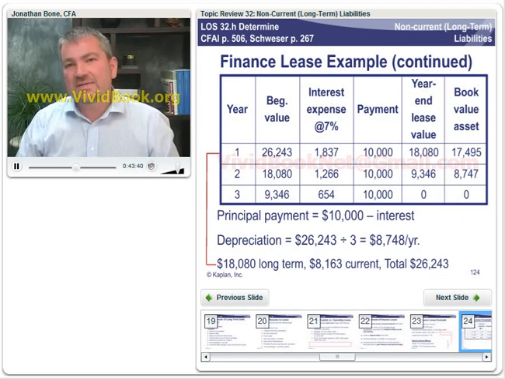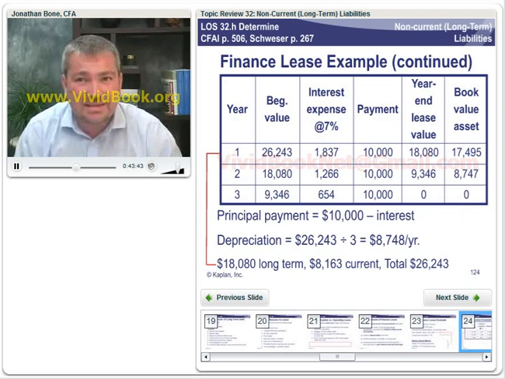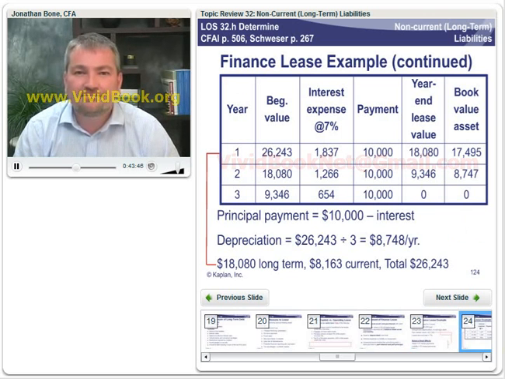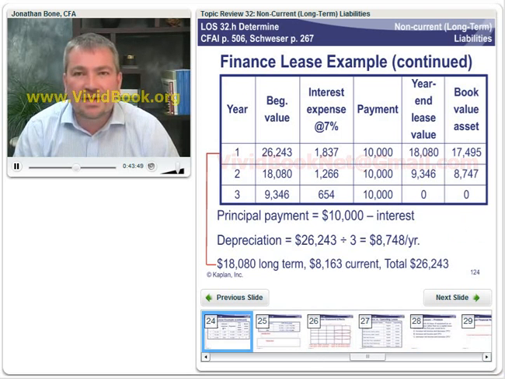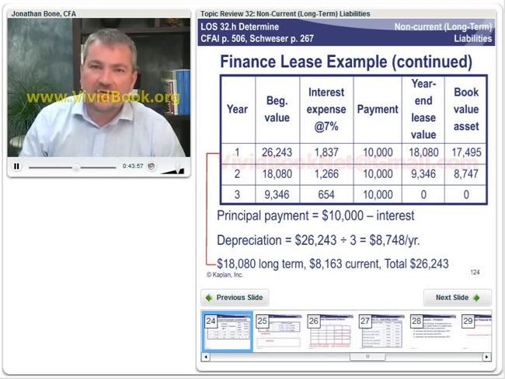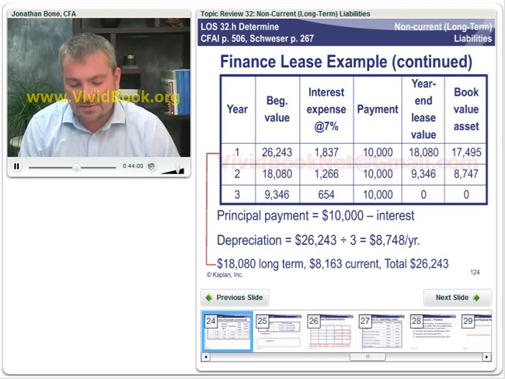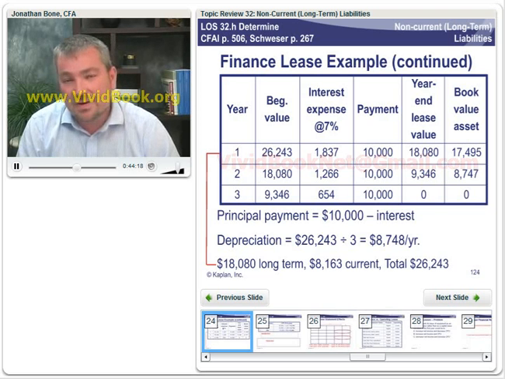Okay, now here's what's going to happen to the liability side over the life of the lease. So notice originally at the beginning of year 1 the liability is sitting at the present value of the future payments, 26,243. What we can then do is take that beginning value, 26,243, multiply by the rate that we used to calculate it, the 7% discount rate, and we get 1,837, which is year 1's interest expense. Now at the end of the first year, because payments are in arrears in this example, remember if payments were at the beginning of each year, change your calculator to begin mode.